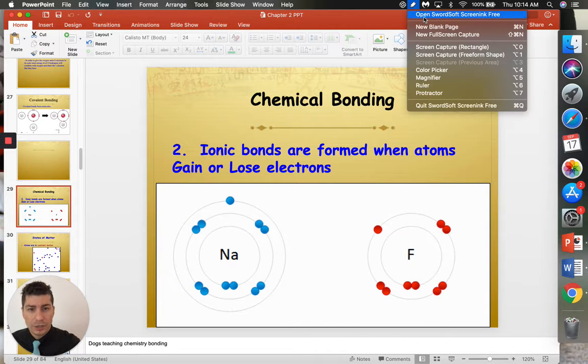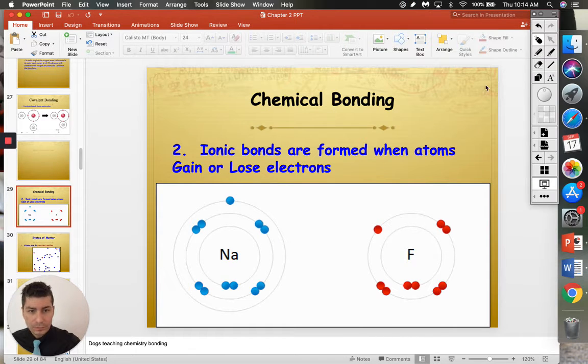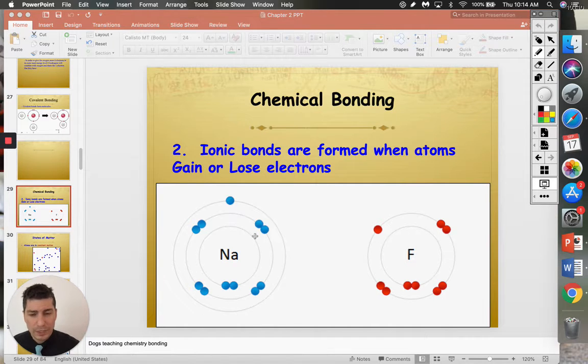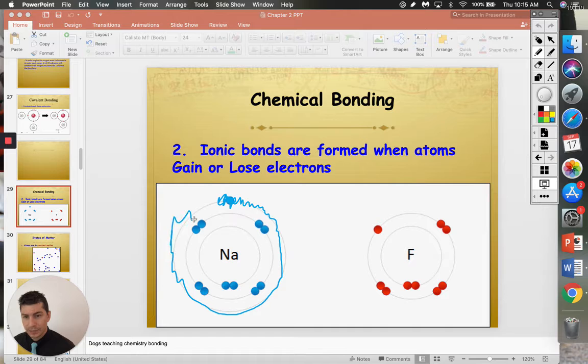Well, sodium could do one of two things. The first thing it could do is gain. It wants to be full, right? It wants to have 8. It could gain 7. That's a lot to gain, okay? But what it could also do is just lose that 1. And if it gets rid of that 1, guys, so if this 1 is gone, that means this whole outer shell no longer exists. So the whole thing's gone, okay?